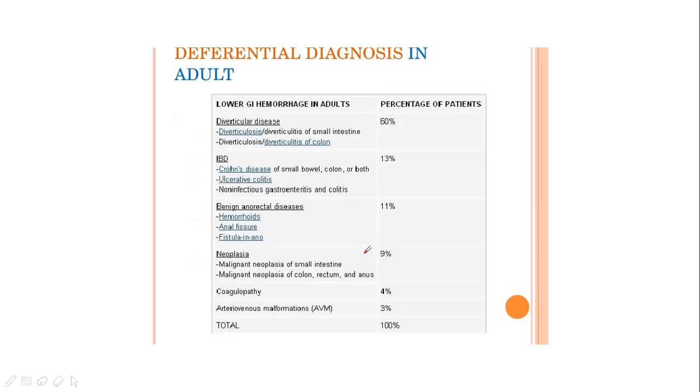Lower GI hemorrhage in adults, percentage of patients. Diverticular disease is 60%: diverticulosis, diverticulitis of the small intestine, diverticulitis of the colon is 60%. Inflammatory bowel disease, Crohn disease and ulcerative colitis, is 13%. Benign anorectal disease like hemorrhoid, fissure, and infection is 11%.